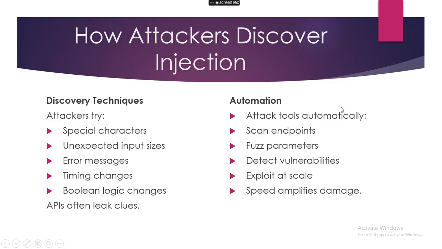They are also used to detect vulnerabilities and exploit at scale, and speed amplifies damage. Attack tools automatically, speed amplifies damage. I didn't write this one well, so sorry about that. But again, if you use automated tools, like with distributed denial of service, the speed at which you send the requests can block access to your APIs, and that's how you get a distributed denial of service attack.